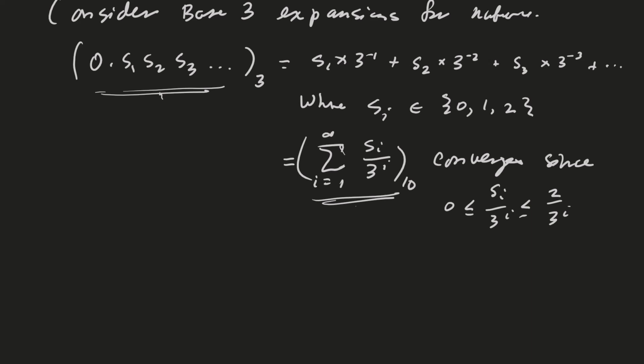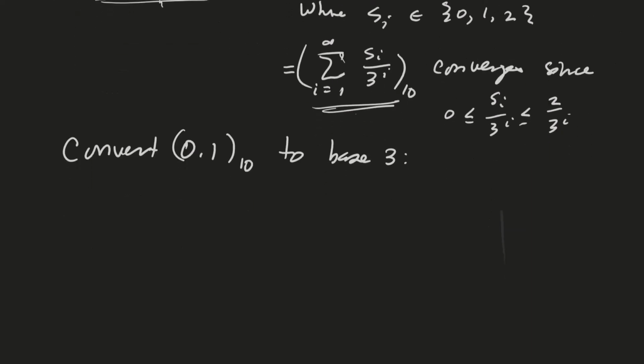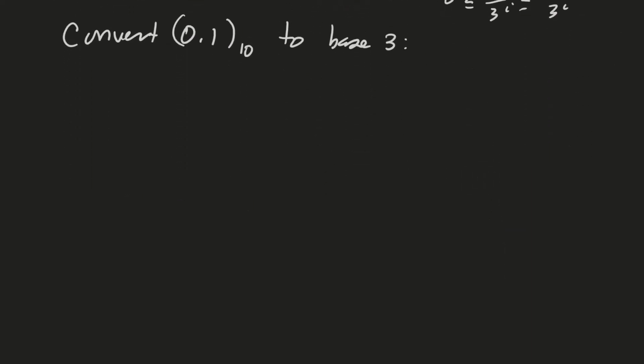All right. Now, the question is, how do you get a number from base 10 to base 3 or vice versa? So let's start one out. Let's see if we can convert 0.1 base 10 to base 3. Okay. So we're going to start off kind of longhand, and then we'll find a little bit of a shortcut.